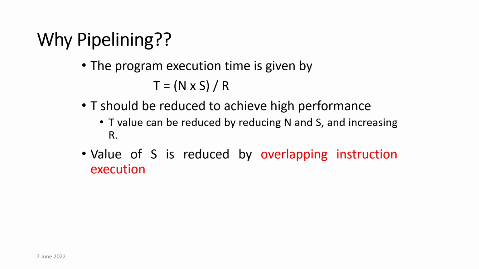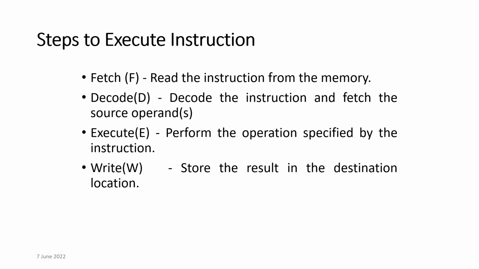Usually, if you want to execute any instruction, we need a minimum of 4 steps. That is fetch, decode, execute and write. These are the 4 basic steps we need to execute one instruction. Each step takes one cycle, so it takes 4 clock cycles to execute one instruction. The pipelining concept is going to reduce the number of cycles taken for program execution.